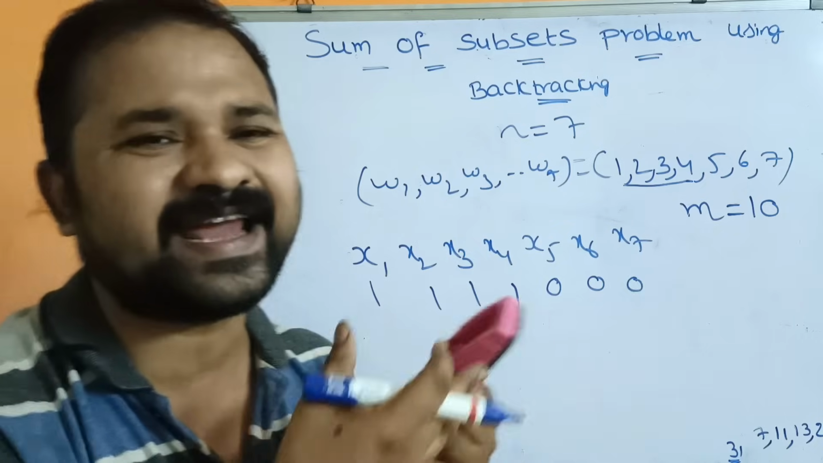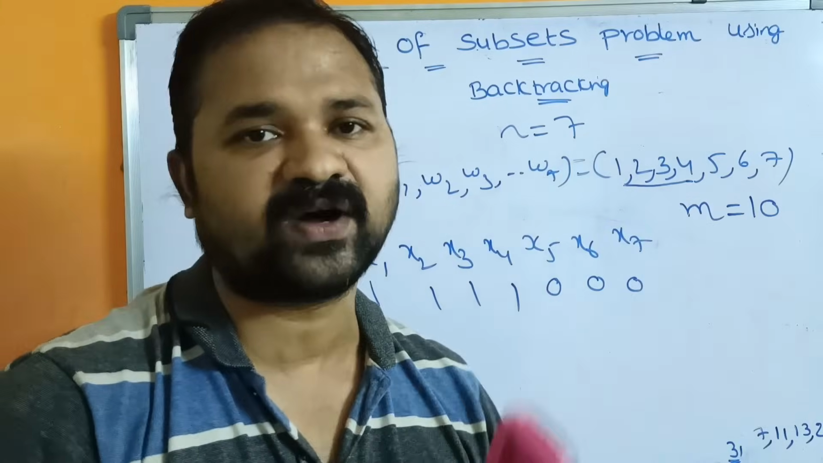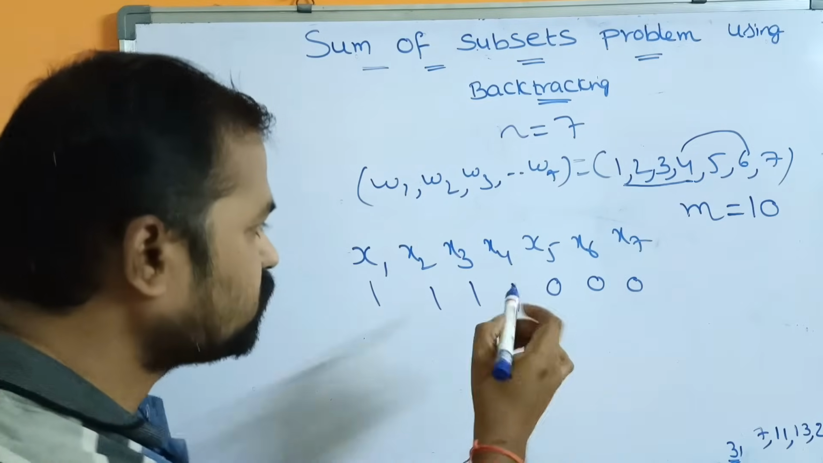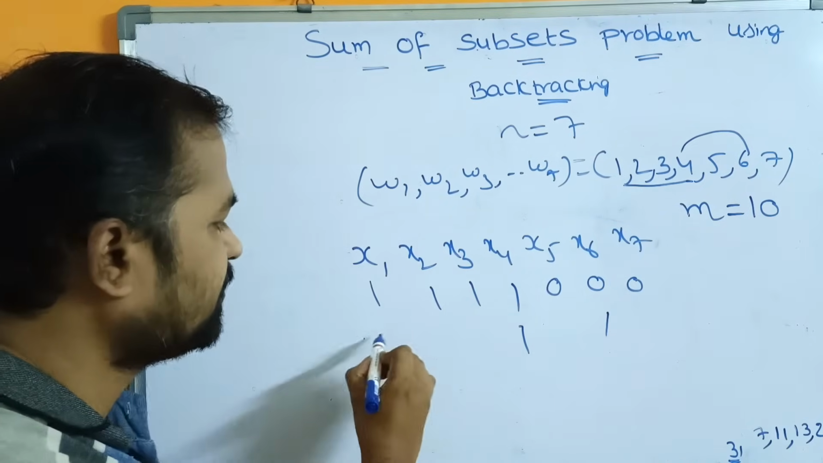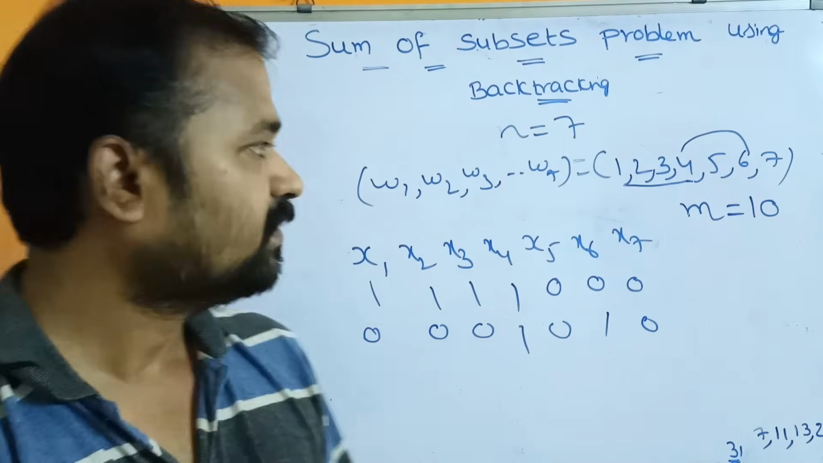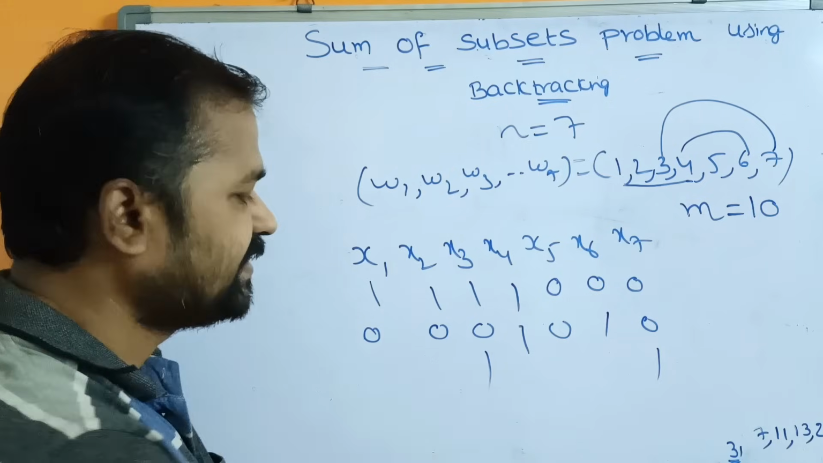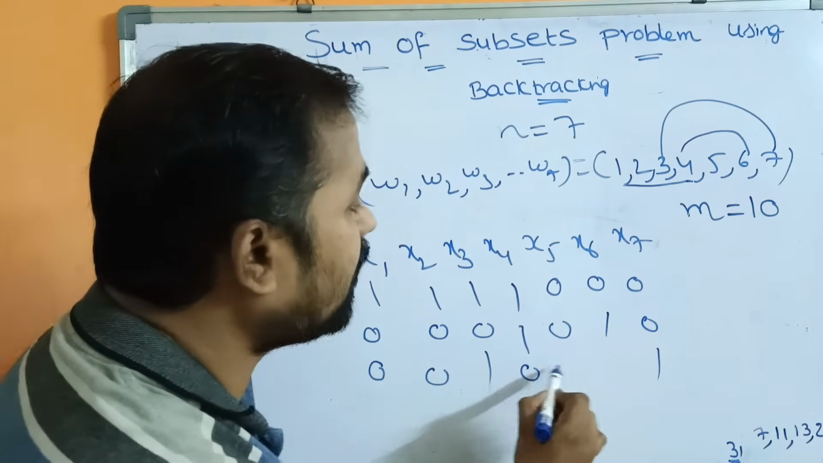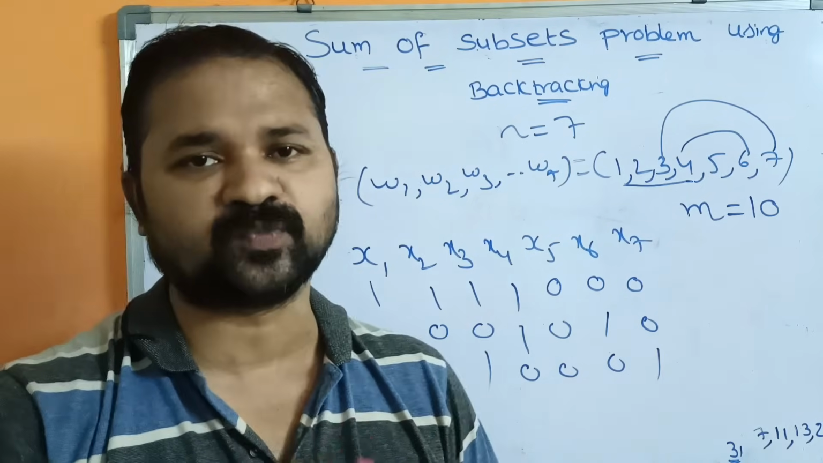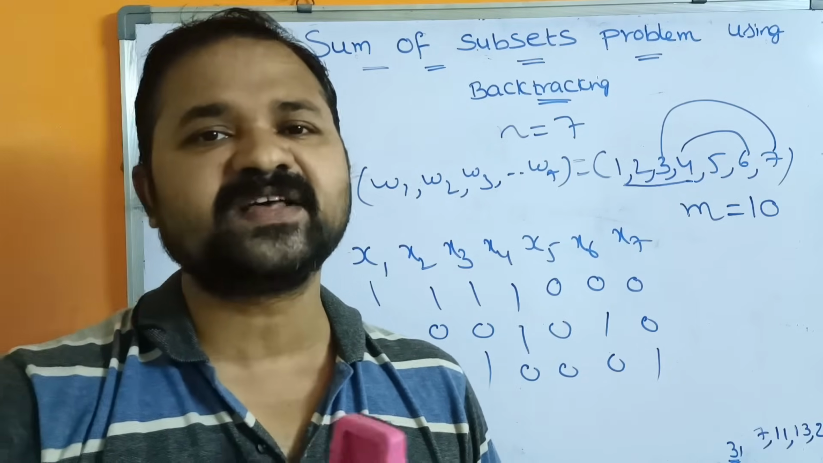Likewise, here we can get a number of solutions. We have to find all those solutions with the help of a state space tree. Here if we add 4 and 6, then we will get 10 only. So x4 is 1, x6 is 1, and the remaining values are 0. Likewise we can have a number of solutions. Or we can add 7 plus 3. So x7 is 1, x3 is 1, whereas the remaining objects won't be considered, so those values are 0. Now we have to find all the possible solutions with the help of the state space tree.